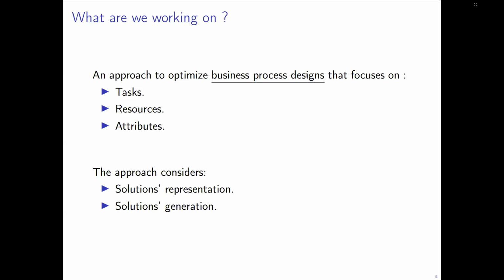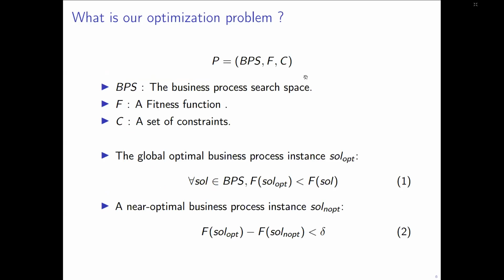Okay, we talked about business process. Let's take a look at the optimization problem. More formally, the problem of business process optimization that we are dealing with can be defined as shown on the present slide. As you can see, using a set constraint, which means that we are dealing with a multi-objective optimization of business process design.